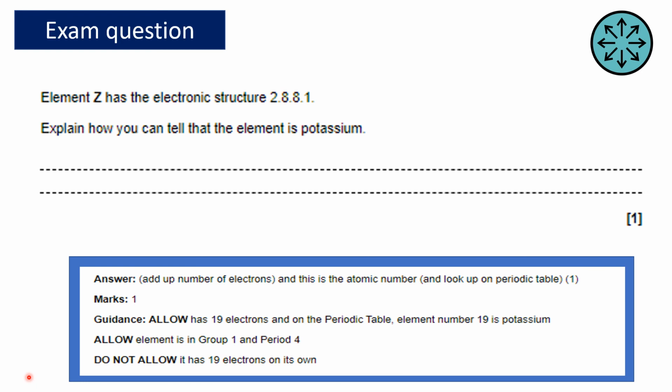Look at the do not allow. If you just say, oh, it's got 19 electrons, because you haven't made the connection with the atomic number or the protons, you're not picking up the mark. They also allowed it's in group 1 and period 4.